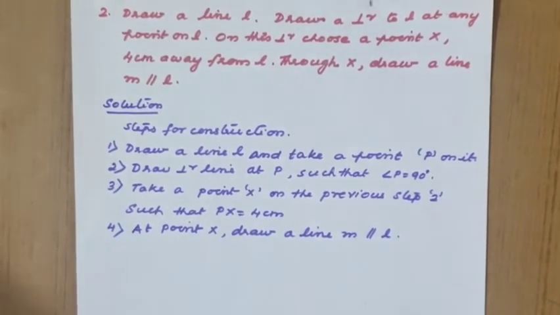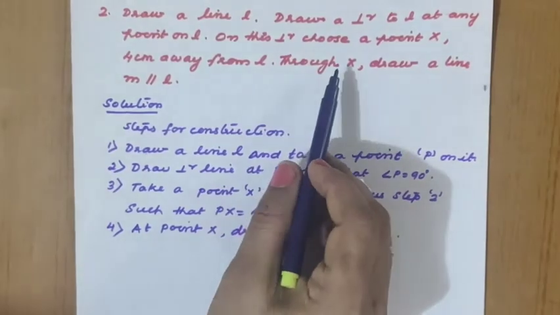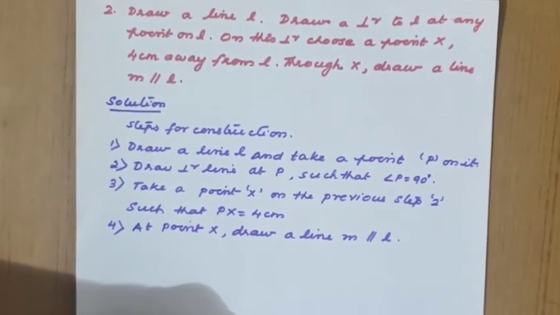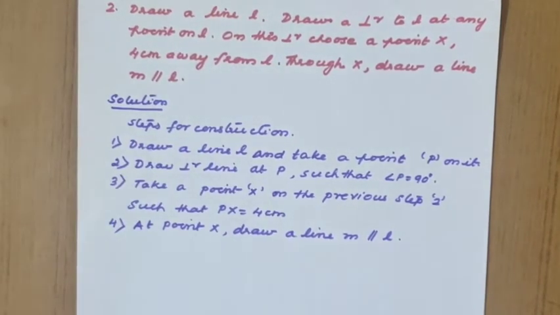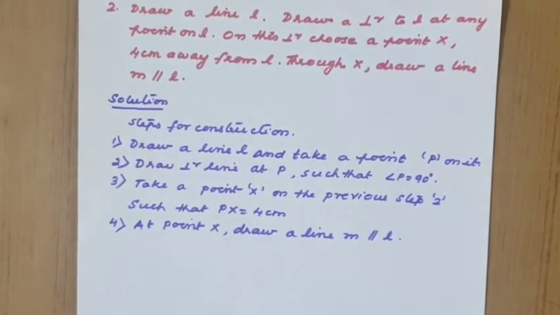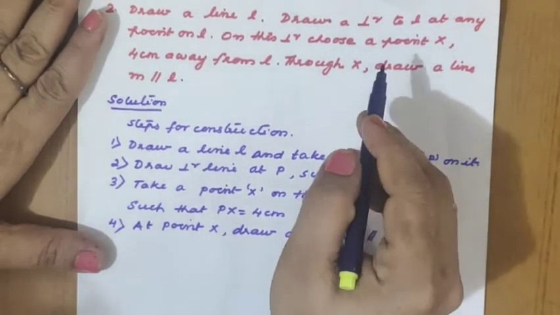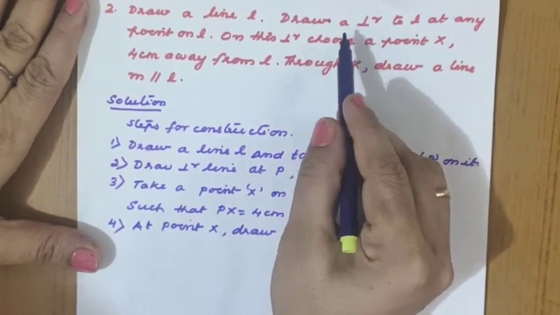Chapter 10, Practical Geometry. Exercise 10.1, question number 2. Draw a line L. Draw a perpendicular to L at any point on L. On this perpendicular choose a point X 4 cm away from L. Through X draw a line M parallel to L. So again we have to draw a parallel line only. But what is the difference between the previous question and this question?